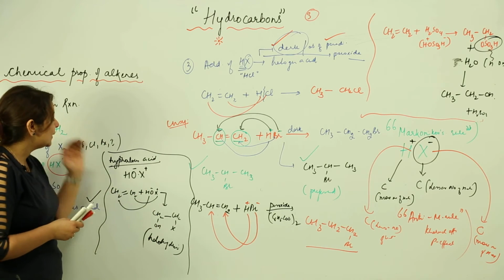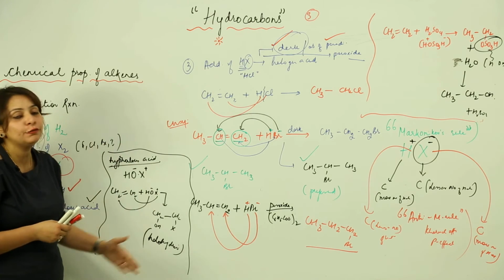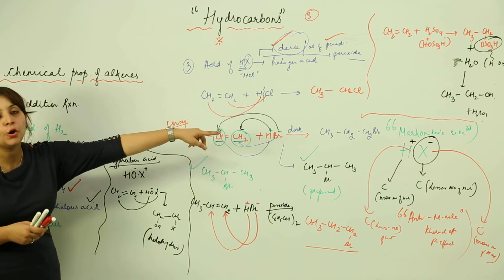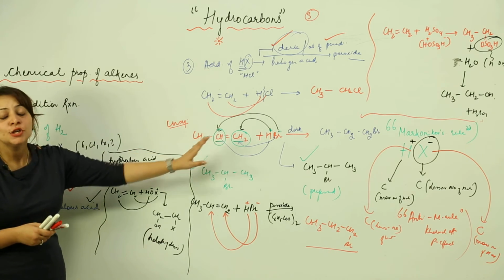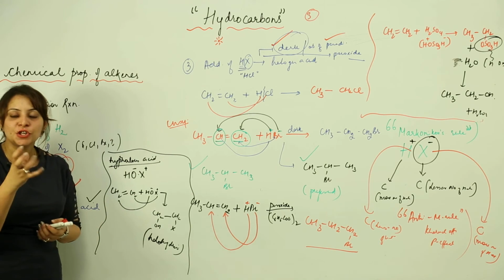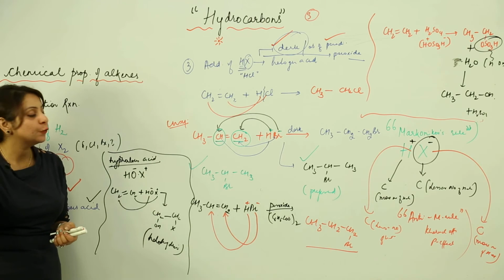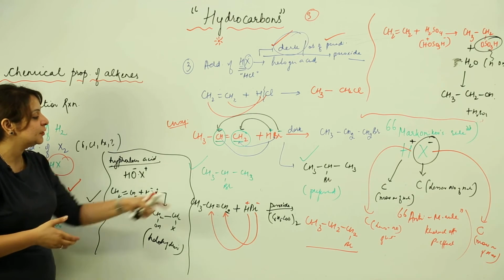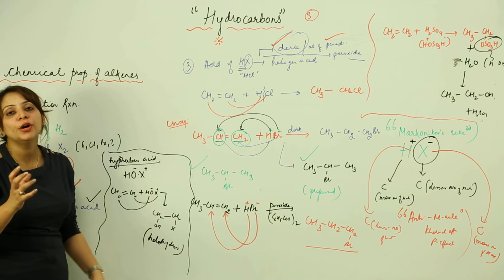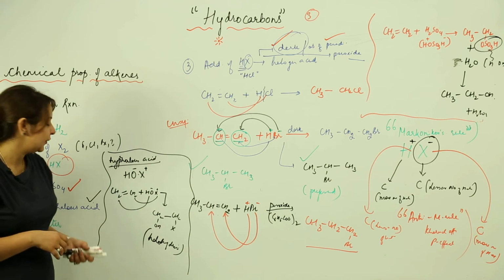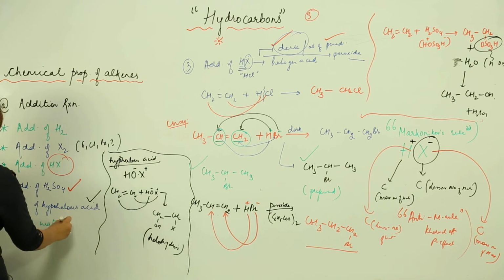And in case you get an unsymmetrical alkene, this will actually follow the same rule, that is Markovnikov's rule that we did for HBr. So whenever you are adding any substance which contains a positive and a negative part, then you need to follow Markovnikov's rule. But when you have addition in the presence of peroxide for HBr, you are going to use the anti-Markovnikov rule, right? So next is addition of water.